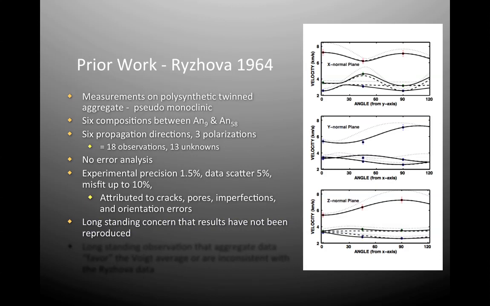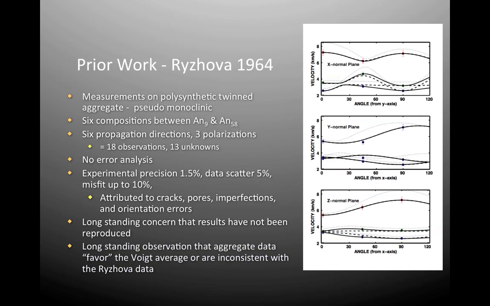So there's been long-standing concern that these results, first of all, have not been reproduced by others, and there has been a continuing observation that if you looked at the results directly, they seem to favor a particular way of averaging elastic constants, which I'll talk about later. And they also suggested that more modern rock measurements of velocity might be inconsistent with these single crystal or pseudo single crystal properties of the feldspars.